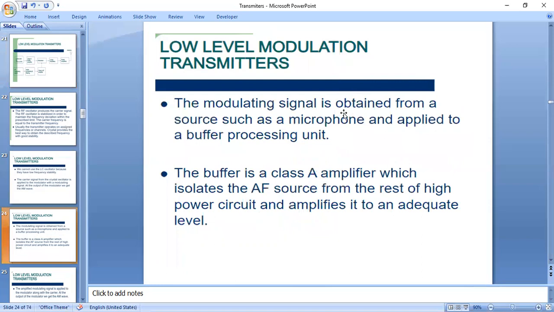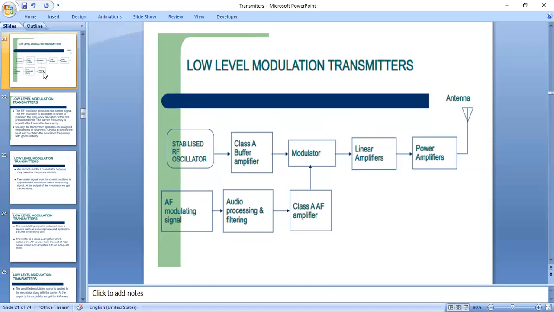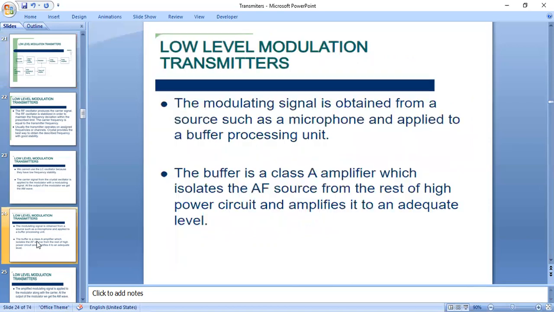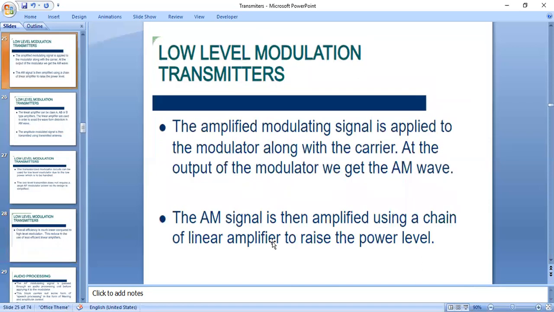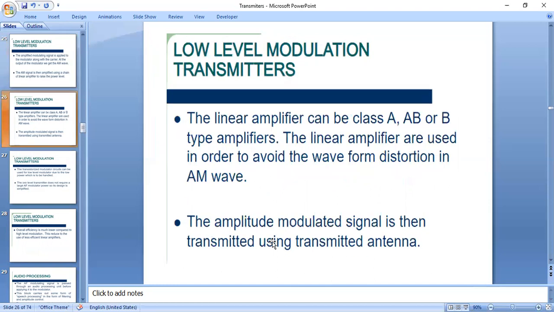The modulating signal which is obtained from the source will be amplified and then given as input to the modulator. So before the modulation we use a class A power amplifier. With class A, the amplification should take place at low power level. So this is nothing but a low level modulation transmitter. After that we have to use a power amplifier. It increases the power level of the modulated signal so that the modulated signal can travel long distances.